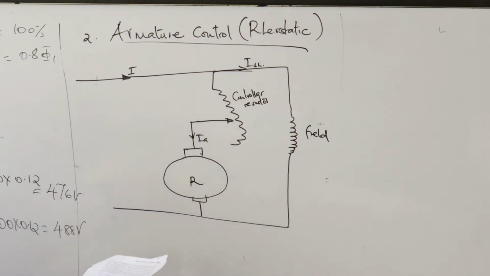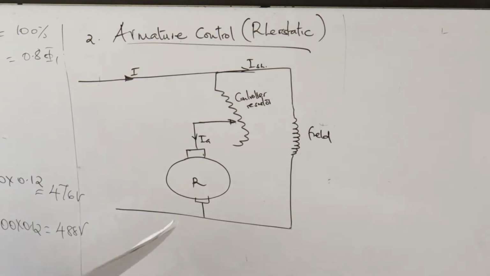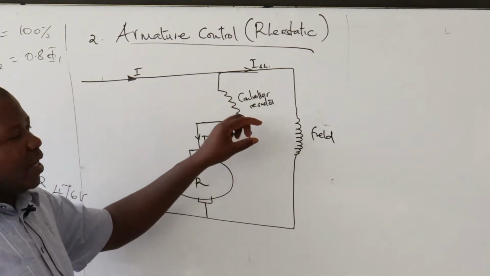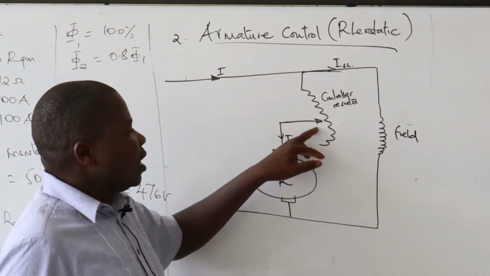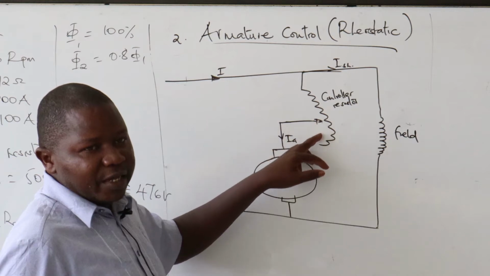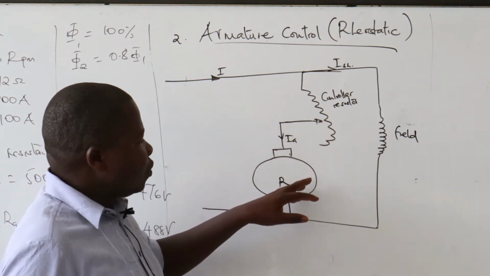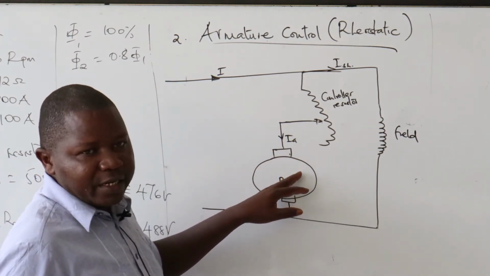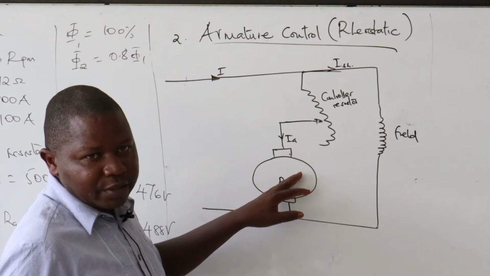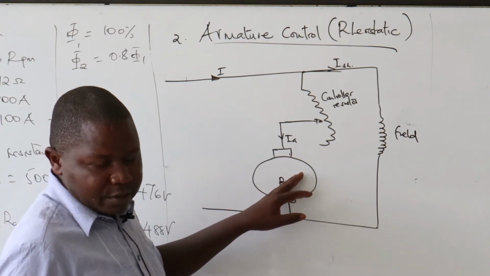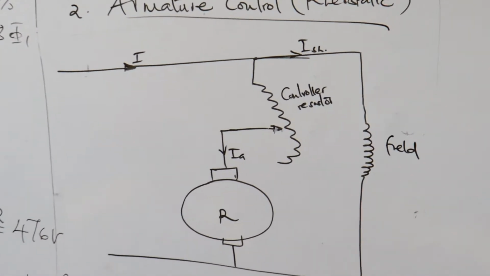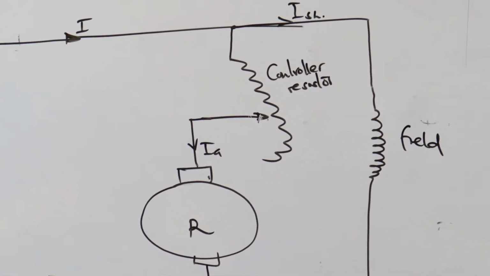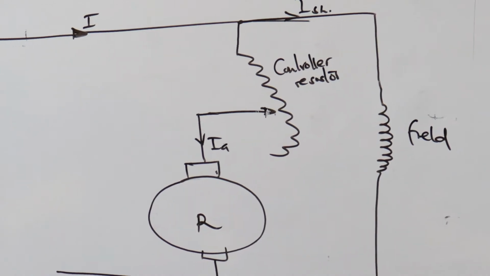The shunt field. So we are saying we are introducing a controller resistance in series with the armature. As you continue varying the controller resistor, you vary the armature drop, and therefore the what? The speed. Example.